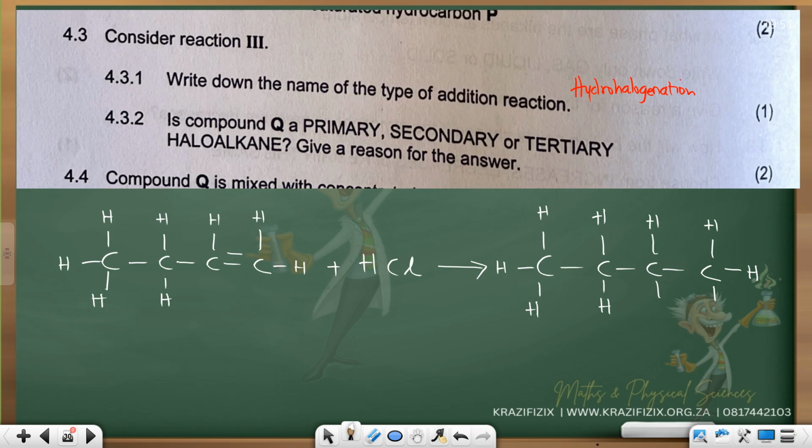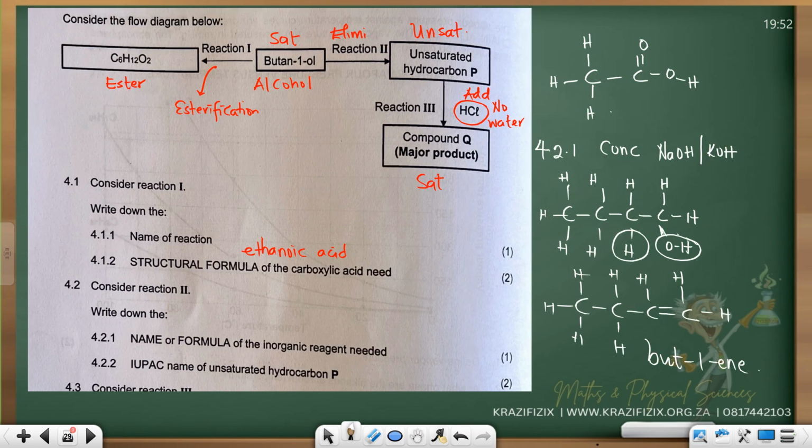The first one has 2 hydrogens. The second one has what? 1. The rich gets what? Richer. So we add that hydrogen to it. What is this? Secondary. Now, please look at this. An examiner would ask you a question. I'll take you back. I know you didn't notice.